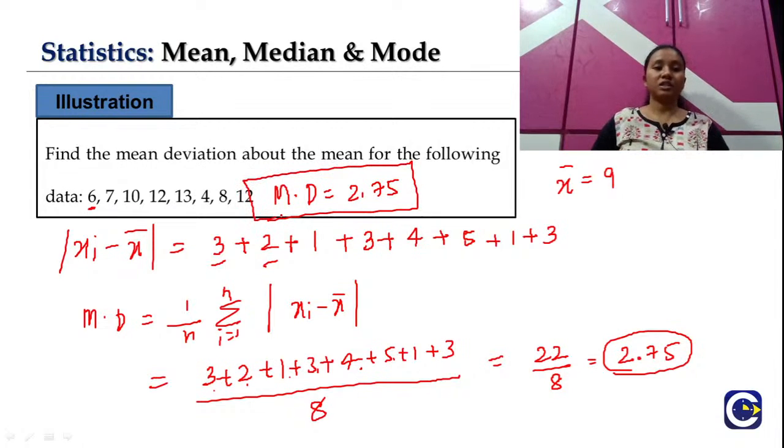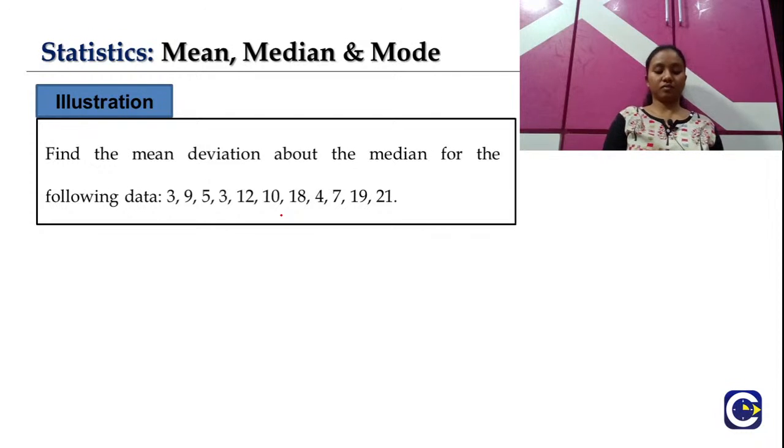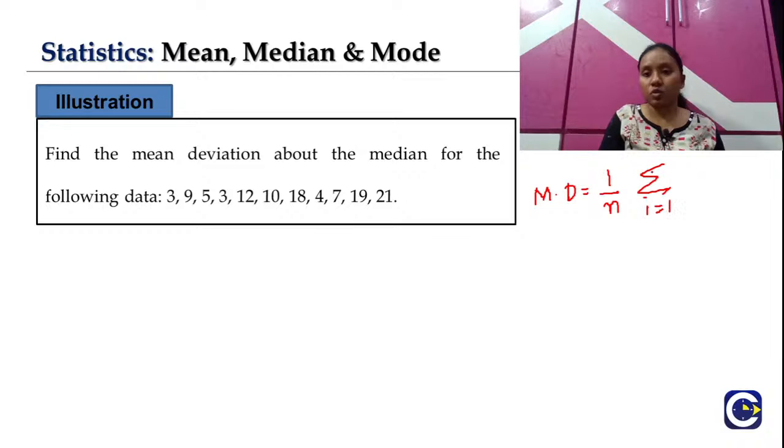So we can find the same mean deviation about median also. So let's do one question about median, finding the mean deviation about median. First thing is you have to figure out the median. Let me write down the formula. The formula will be the same, 1 by n sigma i equal to 1 to n xi, whereas here in place of mean we will be having the median.